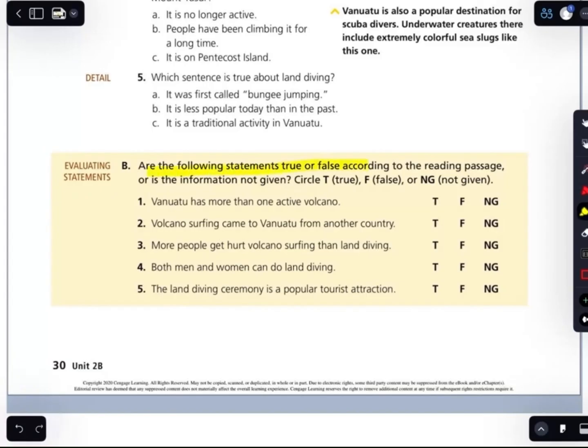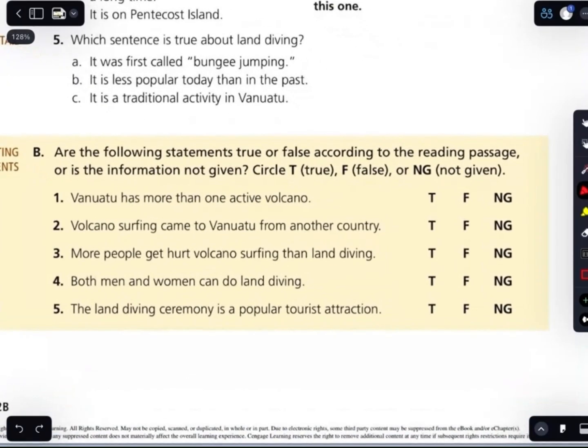Are the following statements true or false according to the reading passage? Or is the information not given? So if they talk about dogs in one of these sentences, you know, oh, that's a not given. They didn't even talk about dogs in the reading passage. Okay, so Vanuatu has more than one active volcano. You can check that. And so what you need to find in the reading is, did they actually say that, or did they say it doesn't have more than one active volcano? Because if they say Vanuatu doesn't have more than one active volcano, it's false. But if they don't even talk about active volcanoes, then it's not given.